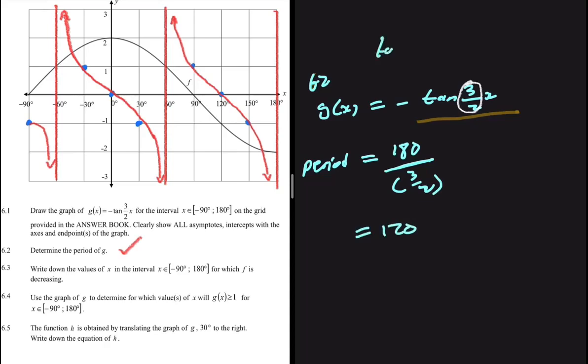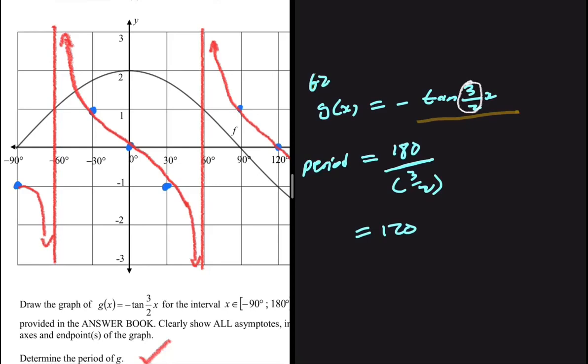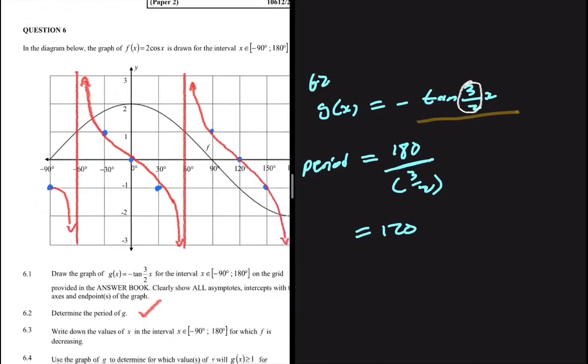If we had tan 4x, we would divide by 4. If we had tan 1 divided by 2x, we would divide by a half. So whatever coefficient of x you have, you just divide the original period with. So the period of our graph is 120. But if you look at the sketch, you can also see that it is indeed 120, because the graph can complete itself between minus 60 degrees and plus 60 degrees. And from minus 60 to 60 is 120 degrees.